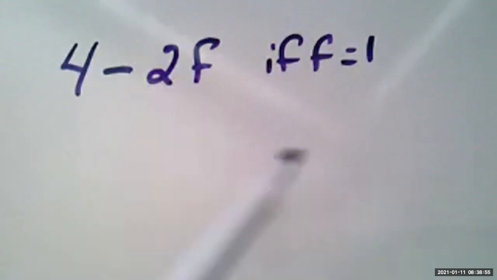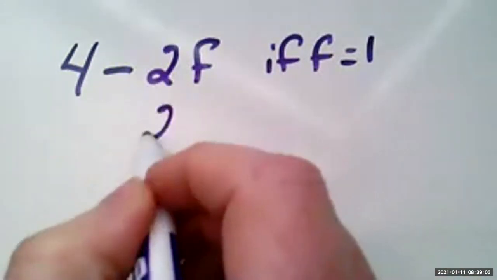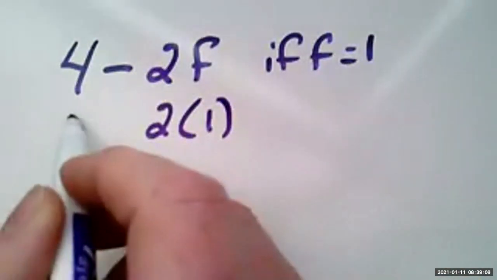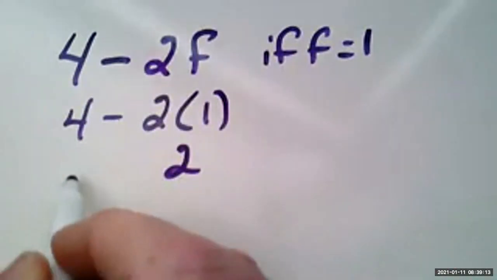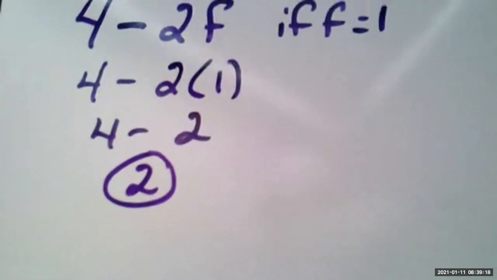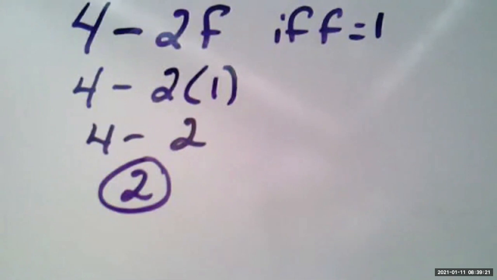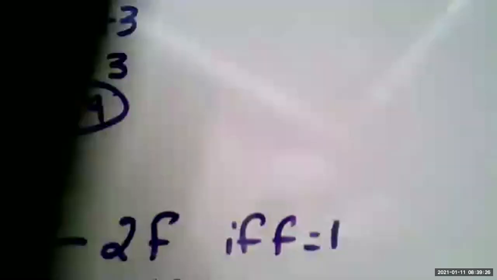4 minus 2f. 4 minus 2f. The answer, okay. I like how you said that. The answer is, yes, if f equals 1, that means 2 times 1 here, but you have 4 minus 2 times 1. And if 2 times 1 is 2, then 4 minus 2 is indeed 2. All right. So you are getting the hang of these expressions and solving these expressions. I'm going to go over something new here in just a minute. I just want to make sure that we have a good foundation here.